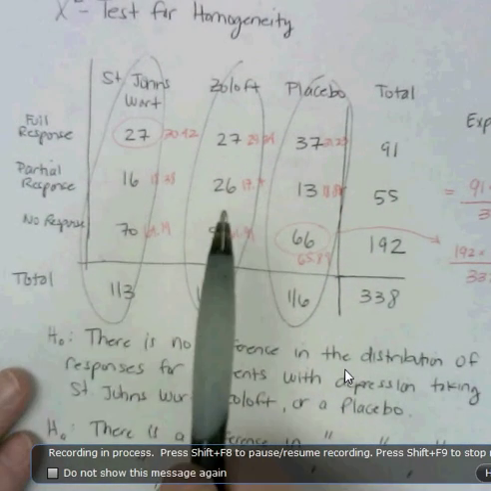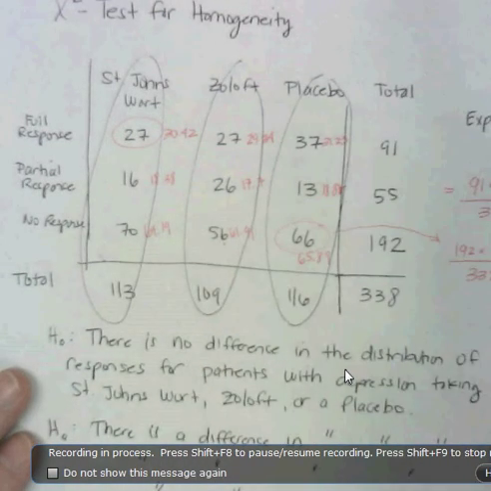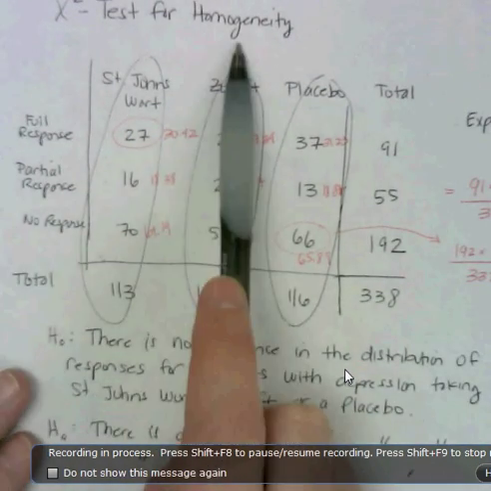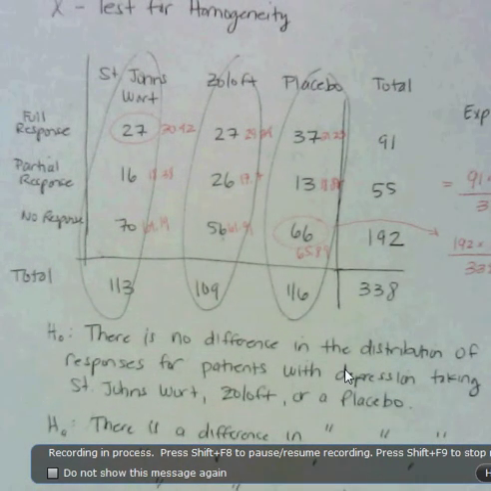In this problem, I'm trying to compare St. John's wort to Zoloft to placebo. I'm not comparing responses to the drug. Okay, so it's kind of the way you word the question that is the big deal.